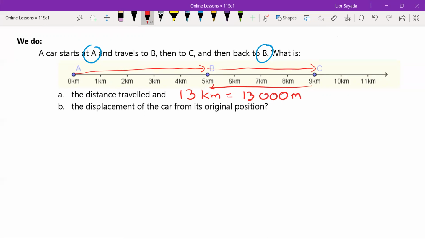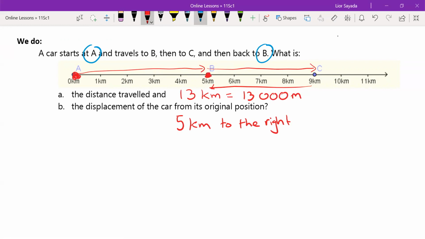So you should have said that the car is now 5 kilometers to the right of its original position. It started at A, over here. It's done a whole different journey. It's gone from B to C and back to B, but it doesn't matter about the whole journey. The point is it's finished at B.